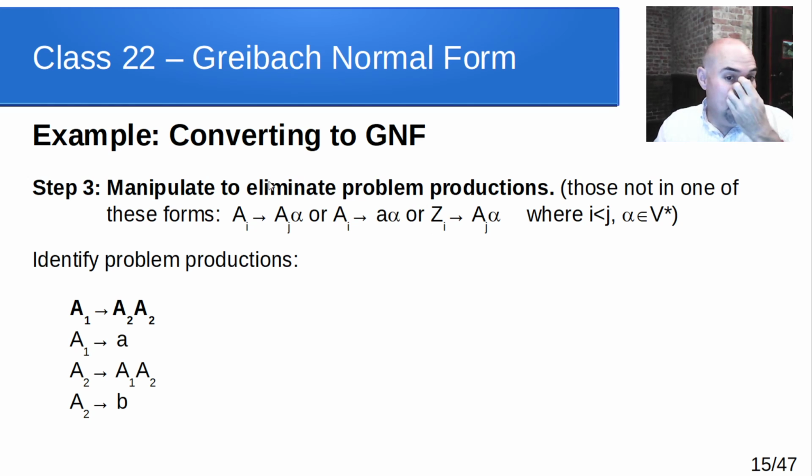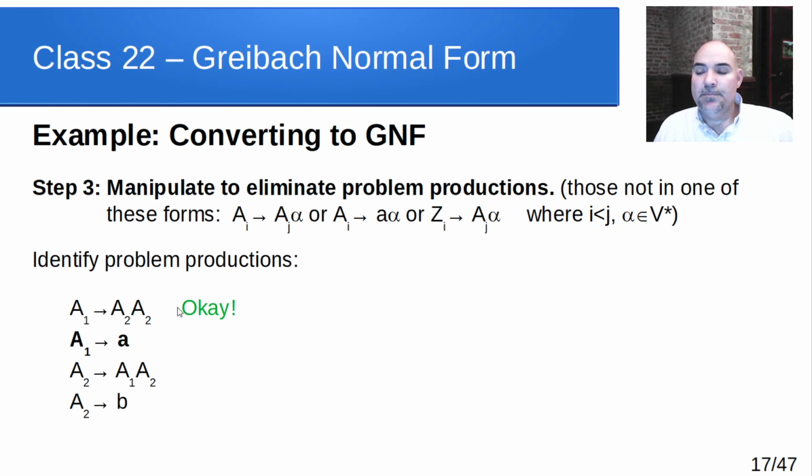So this one, A1 produces A2. Does that fit one of these 3 forms? Let's look at this first form. A sub i, so we have A1 producing A sub j followed by 0 or more variables. It seems to fit that, but let's check out the numbers. A1, A2: i is 1, j is 2. Is i less than j? Yes, 1 is less than 2, so that one's good. So that first production is okay. That's not a problem production.